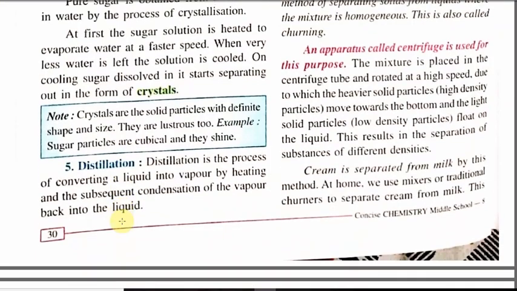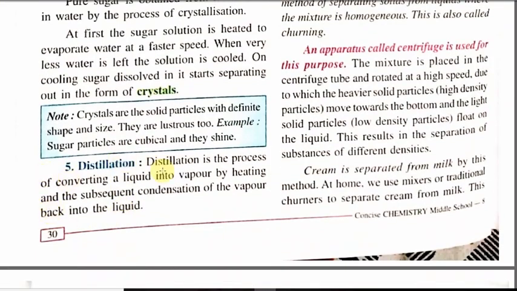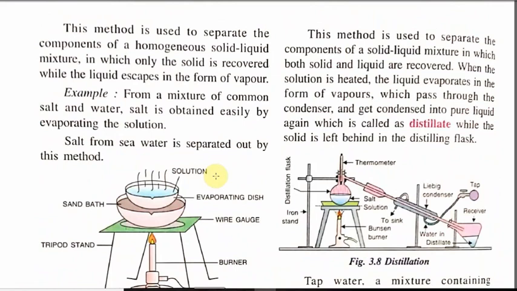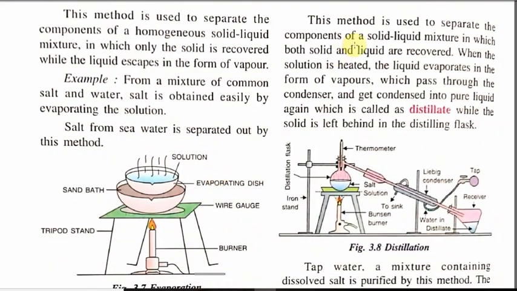The next process is distillation. Distillation is a process of converting a liquid into vapor by heating, and again we cool the vapor to bring back the liquid state. Now this method is useful to separate a solid-liquid mixture in which both solid and liquid are recovered.